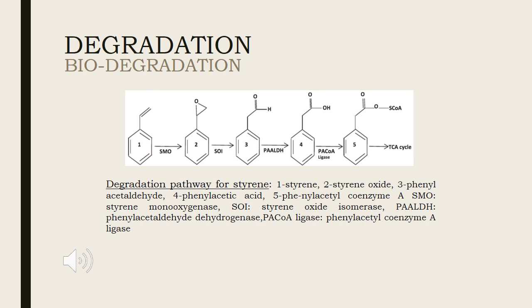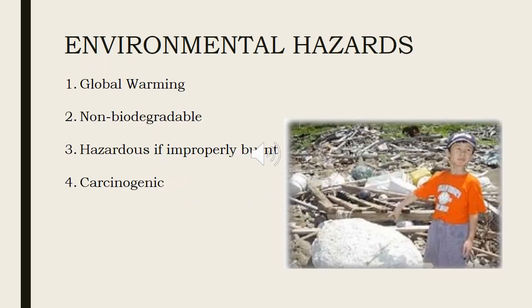In order to reduce environmental pollution caused by polystyrene, some solutions have been applied, such as reducing the use of polystyrene products and using modified polystyrene materials that can be biodegraded in the environment. There are several environmental hazards associated with polystyrene products. These hazards include global warming, non-biodegradability, hazardous if improperly burned, and carcinogenic.